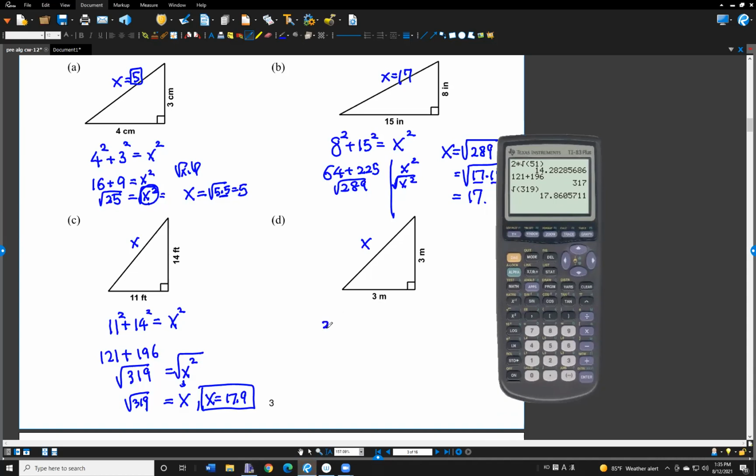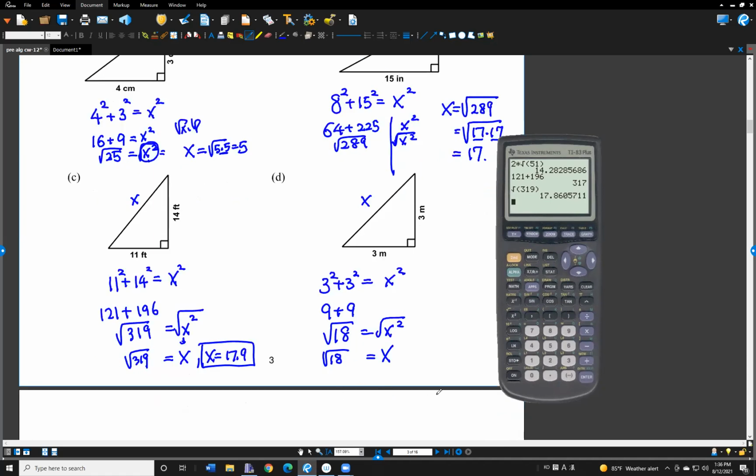Okay, this one is 3 squared plus another leg 3 squared equals x squared. 3 squared is 9, another 3 squared is 9, total is what? 18, that is x squared. So we can take the square root. X equals square root of 18. You can use a calculator, but this is very simple. I'm going to find the exact number, okay? 18 is actually 9 times 2. You can see 9 is a perfect square number. So square root of 3 times square root of 3 is 3. So this equals 3 square root of 2, the length of this side.